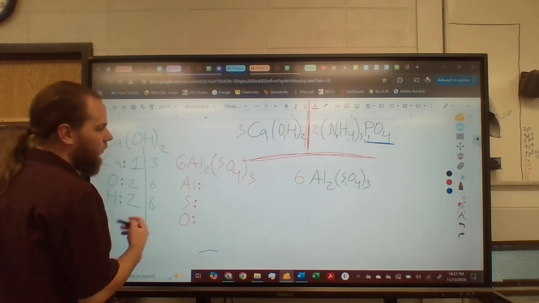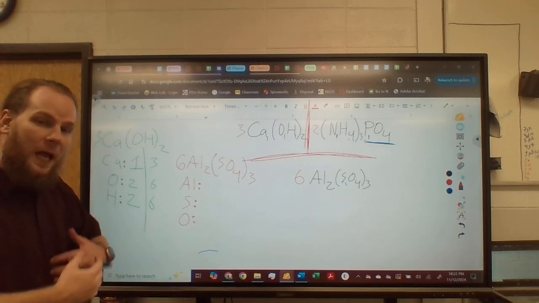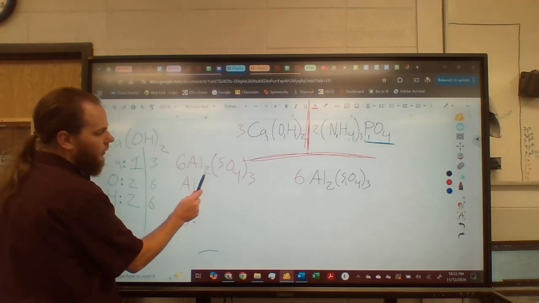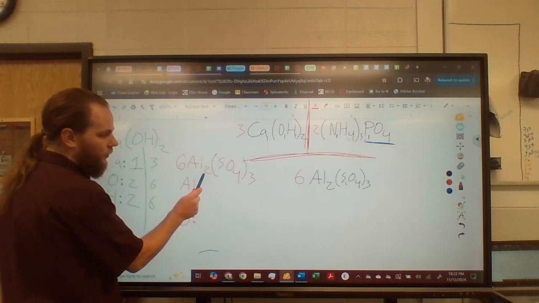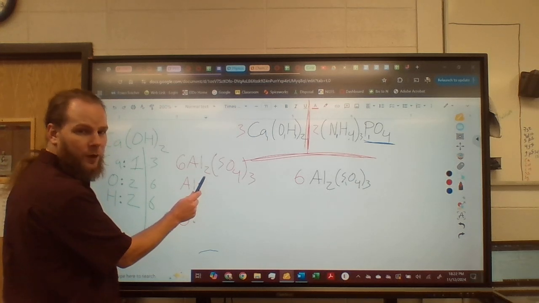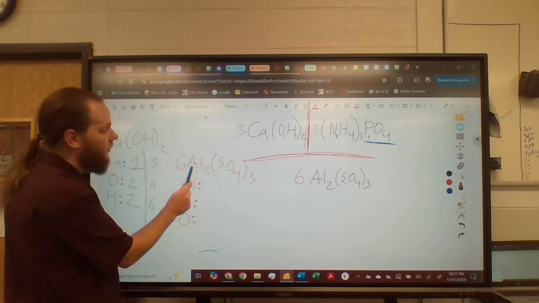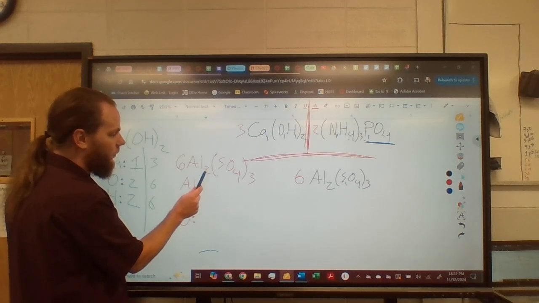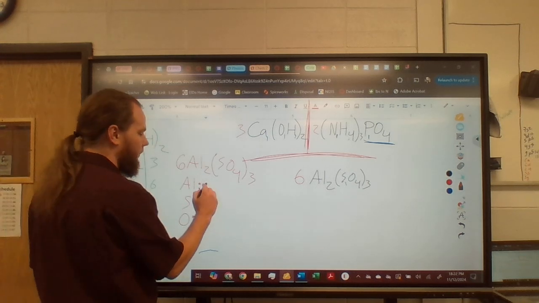Okay, so for this, what we're going to do is we need to multiply everything that needs multiplied. So we're going to start with a subscript. That's the 2. There is no other subscript that applies to Al, because Al is not in parentheses, so 2. Then we're going to take that 2 times 6, so 12.